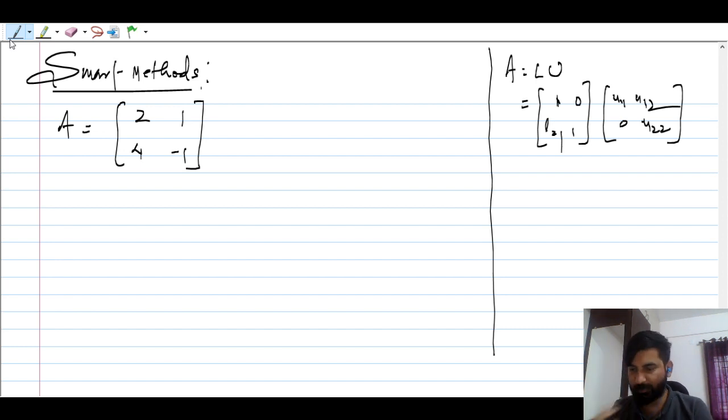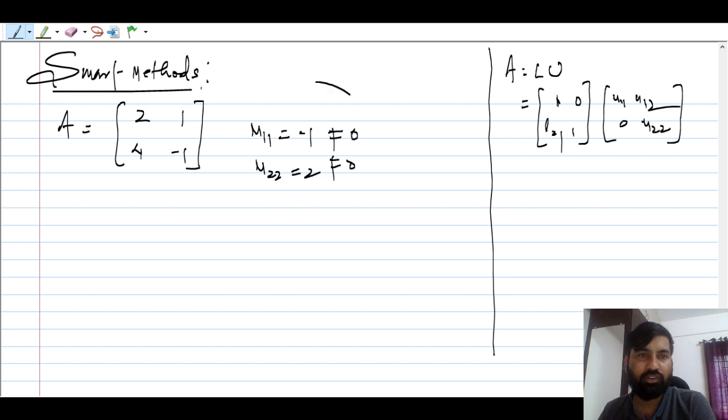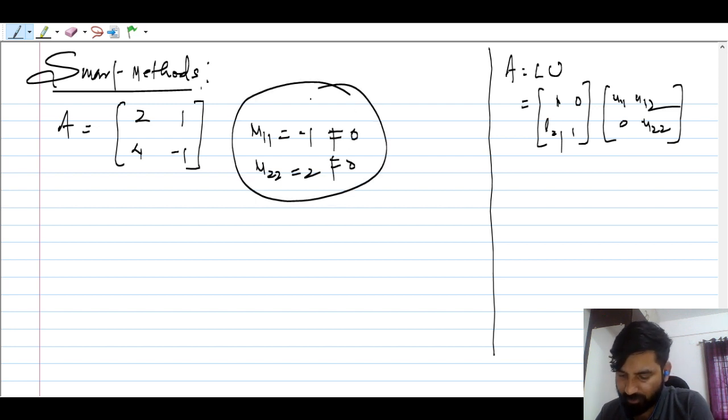So the A matrix is this, 2 1 4 1. First of all, you have to check whether m11 is nonzero, which is -1 here, and m22 is 2. Both are non-zero. This is the requirement for LU decomposition.